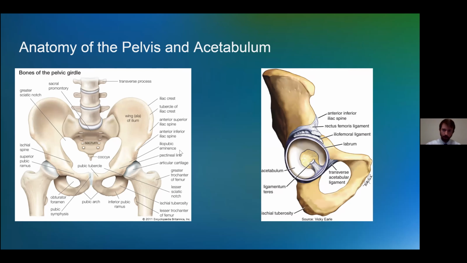And then our image on the right here was a nice illustration I was able to find of the cup-shaped fibrocartilage ring, also known as the hip labrum. So this stabilizes the femoral head within the acetabulum and also serves as a shock absorber.